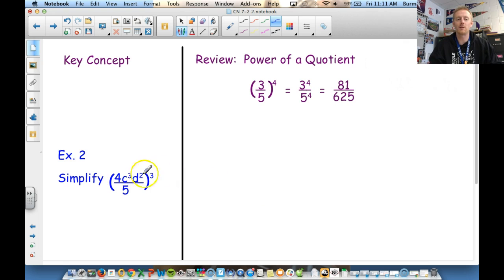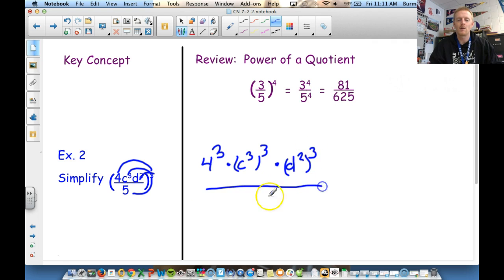So you will actually compute if you're dealing with a coefficient or just a regular number, like in example 2, we have a 4 and a 5 here. So this 3 gets to all parts of our problem. So it's going to be a 4 to the 3rd times a c to the 3rd times a d to the 2nd to the 3rd over a 5 to the 3rd. Now I'm showing you this just so that we can be truly understanding the reason why we do what we do. Later on we can just go quickly through this now that we understand it.